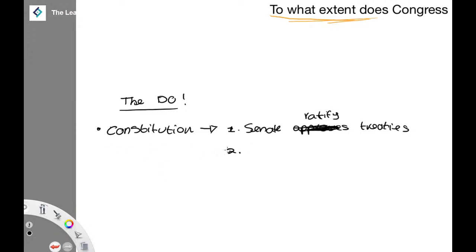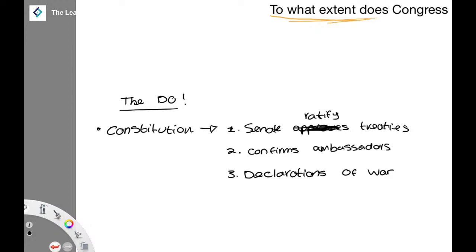So another thing they can do: the Senate confirms ambassadors. Okay, so that's just the Senate. Let's have a look at what Congress also does in general. The big point is approve war. Yes, this is incredibly important. Declarations of war.